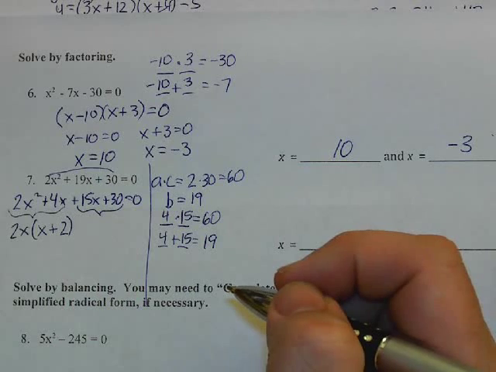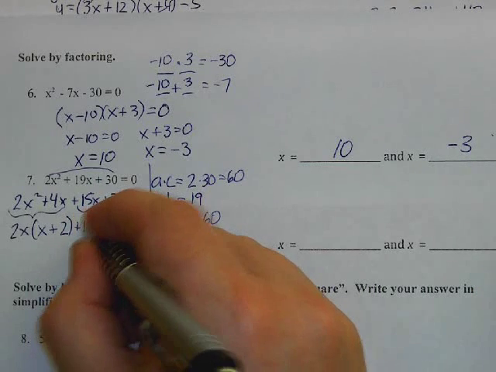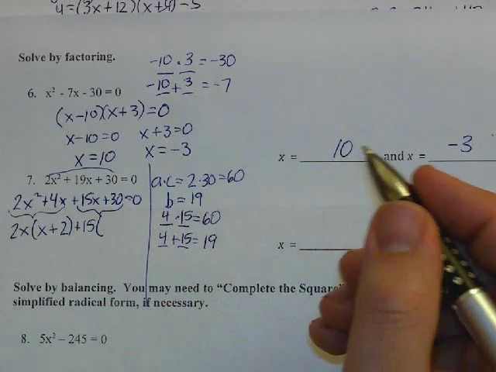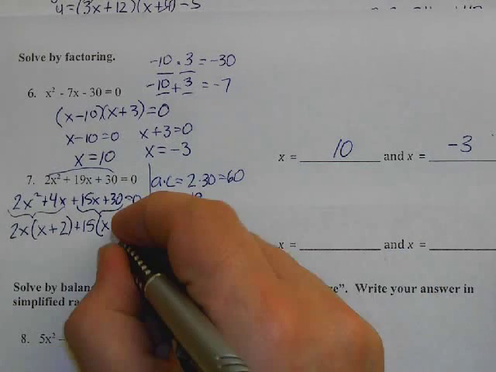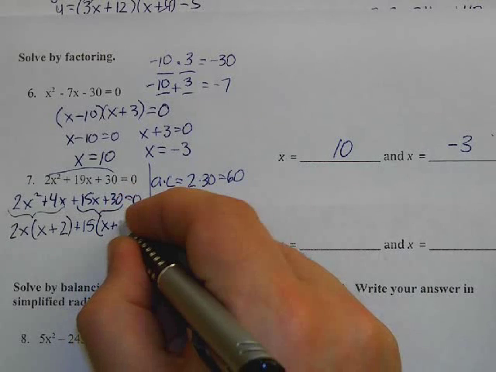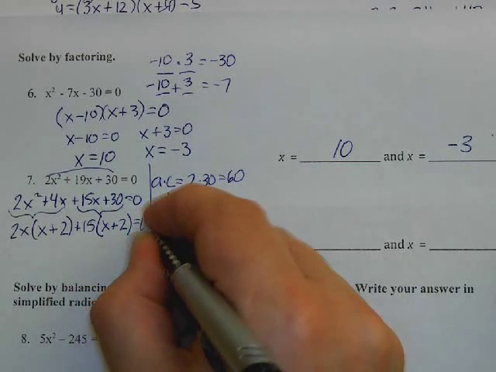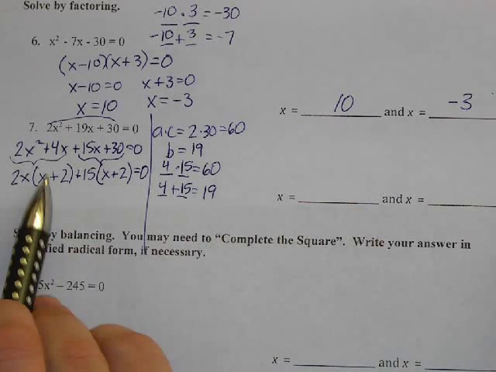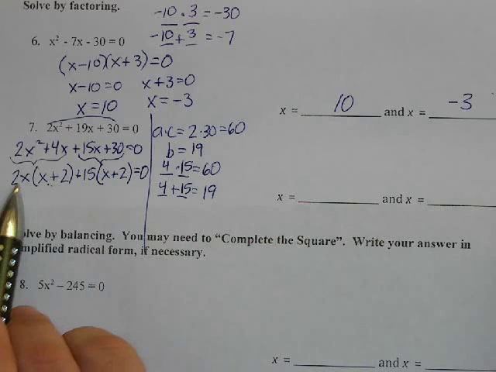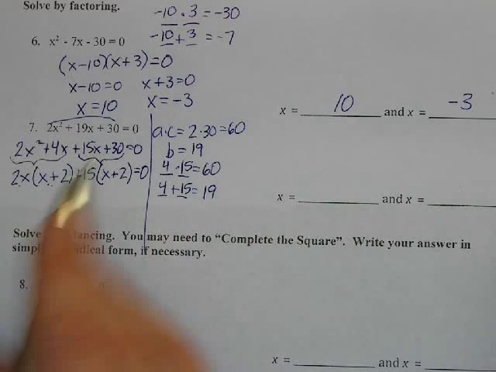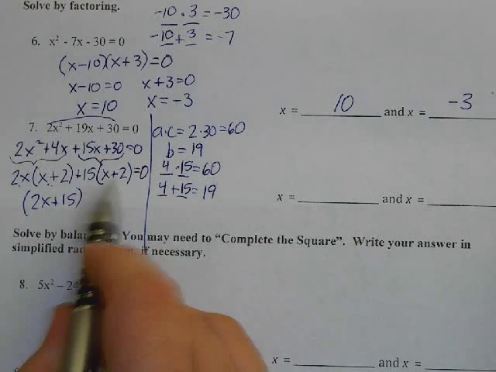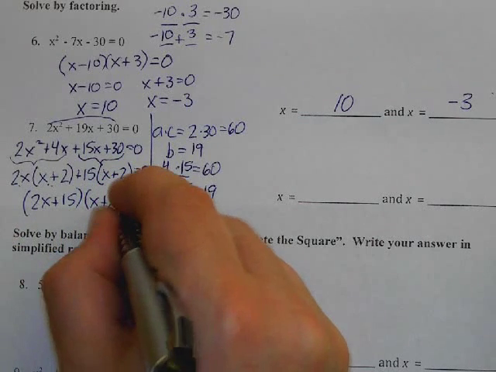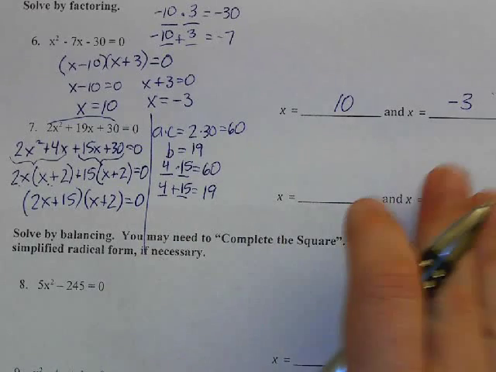Factoring out what we can out of 15x and 30, the greatest common factor is 15. 15x divided by 15 is x. 30 divided by 15 is 2. Since these are the same, we can rewrite this as 2x plus 15 times the x plus 2 equals 0.